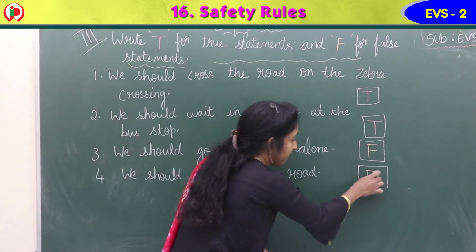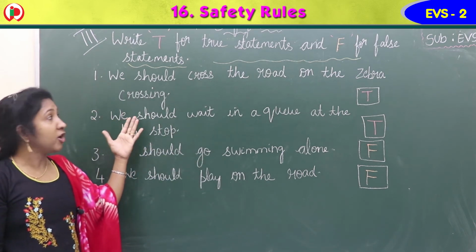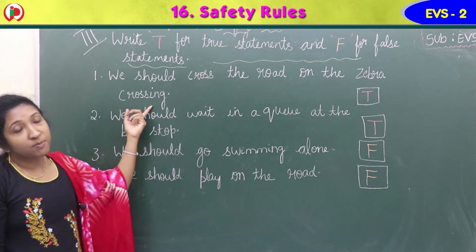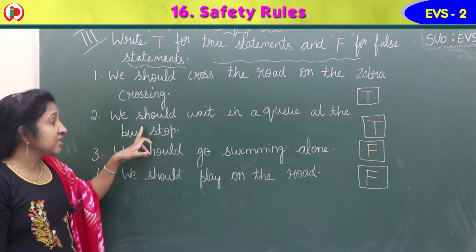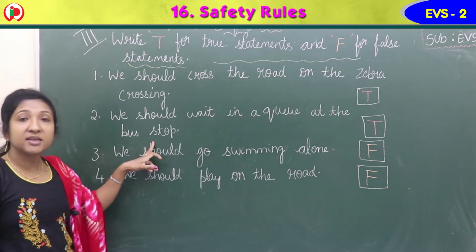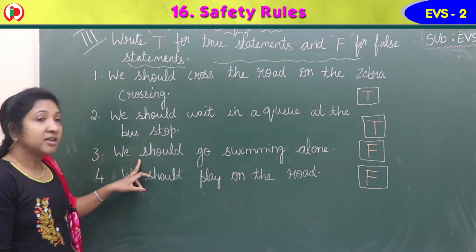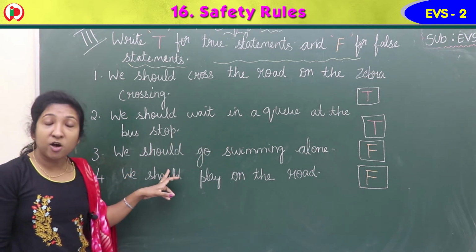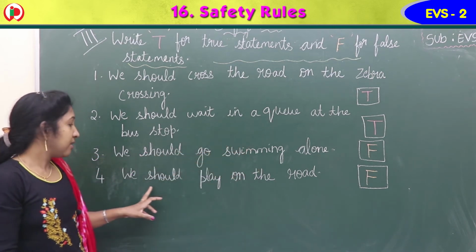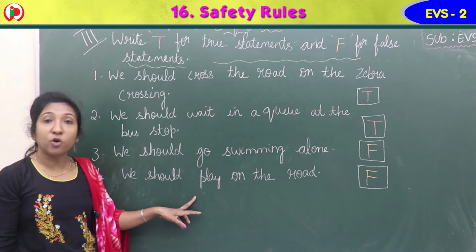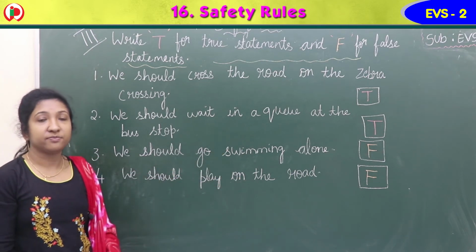F. Okay. So first one, we should cross the road on the zebra crossing. Statement is right, true. So write T. We should wait in a queue at the bus stop. The statement is true. So write T. Third one, we should go swimming alone. The statement is false. So write F. Last one, we should play on the road. The statement is false. So write F.